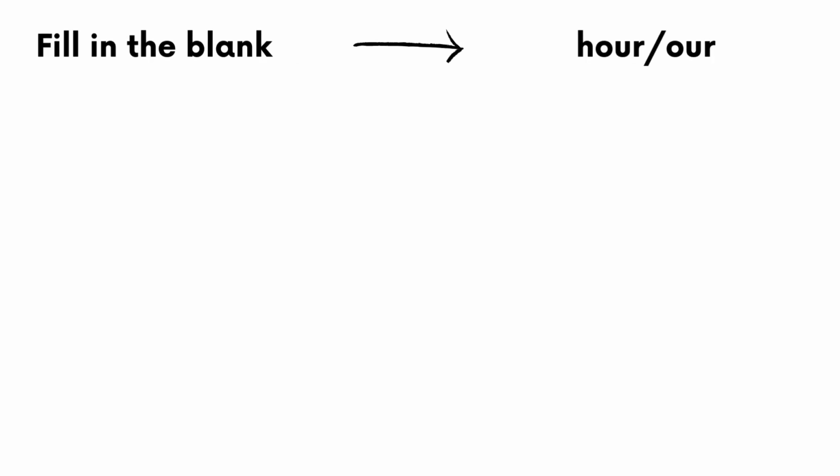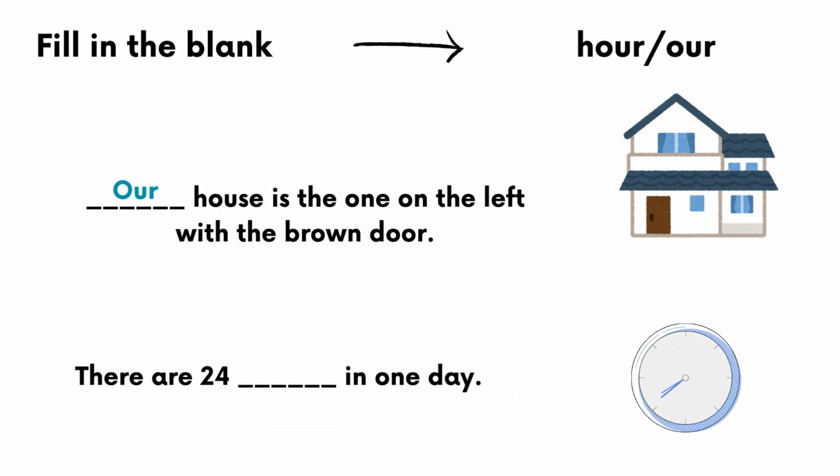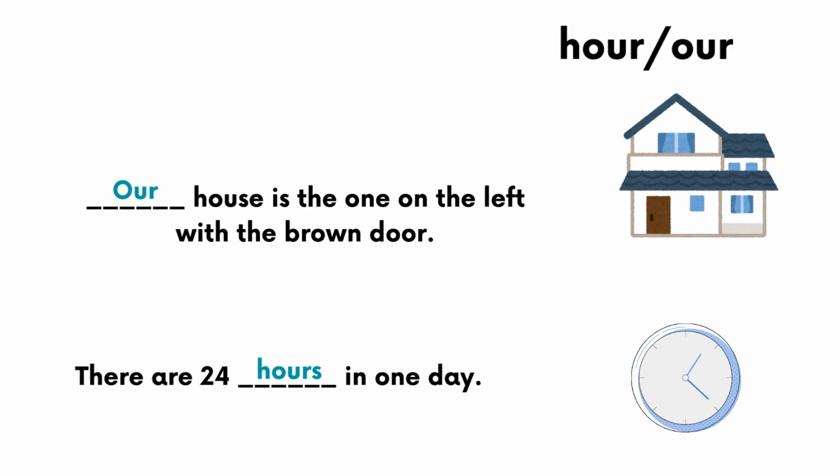Okay, so next let's try some fill in the blanks using the words our and hour. Our house is the one on the left with the brown door. For this, we would use the spelling O-U-R, meaning the one that belongs to us. There are 24 hours in a day, which means we would use H-O-U-R-S to talk about the time or something related to time.